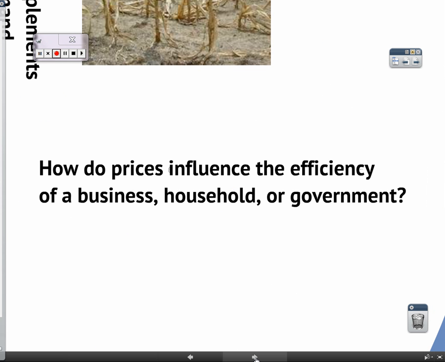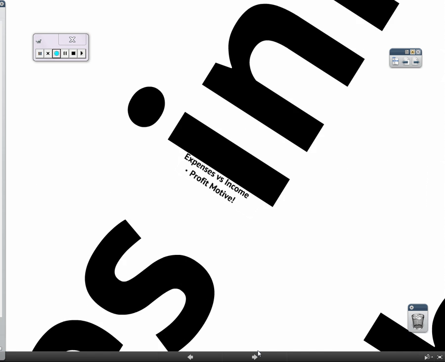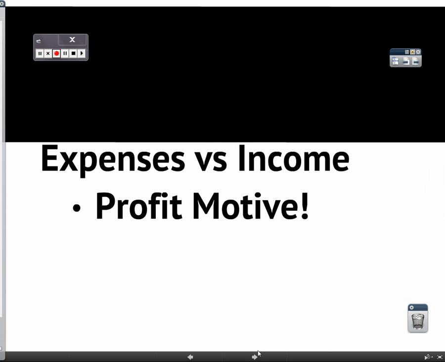How do prices influence the efficiency of a business, household, or government? Is that a question you can answer? I would think so. Expenses versus income. If I don't have the money, I shouldn't be buying it. I should watch the prices because my income must cover purchases with limited resources. I got limited resources to buy other products. Either that or I need to increase my income to buy more stuff.